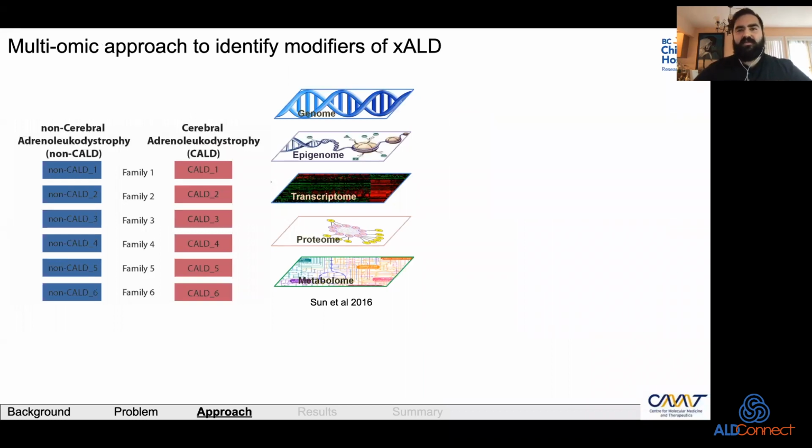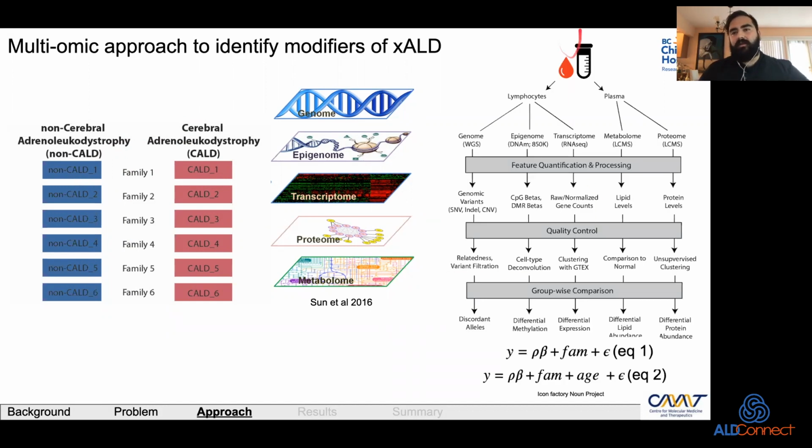Now, our approach to this was to look pretty much everywhere that we could. What we did was we first started with 6 brother pairs where they share the exact same ABCD1 mutation, but one brother has not developed CALD and the other has developed CALD. For all 12 of these individuals, or these 6 brother pairs, we performed whole genome sequencing, DNA methylation profiling, RNA sequencing, and LCMS for proteomics and metabolomics analysis.